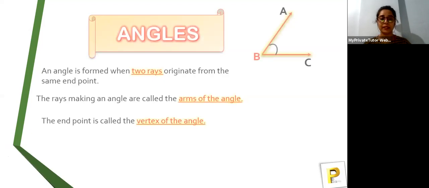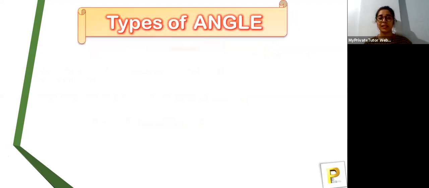So this was regarding the angles. Two rays come together and they form an angle, right? Those rays of that angle are called the arms of that angle, and the point from which both of these rays originated is called the vertex of the angle. Let's understand some types of angle as well.